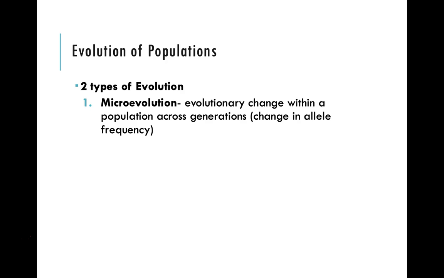So we're going to actually use a method to quantify this change, to be able to look at a population and say 3/4 of the population had this allele in this generation, and in the next generation only 1/4 had it. Why? What happened? What caused this change?